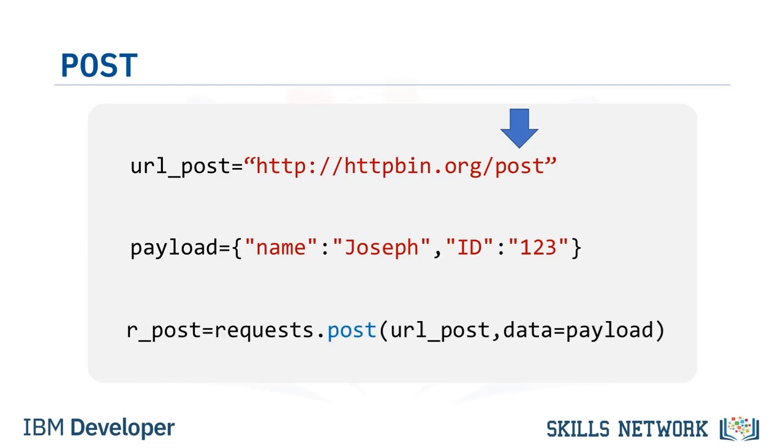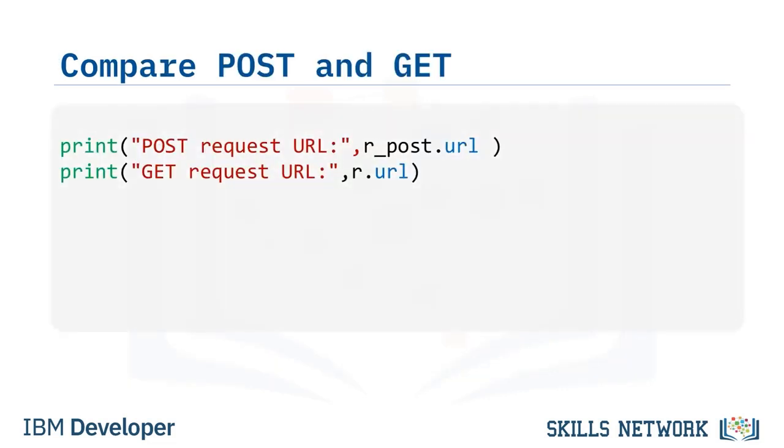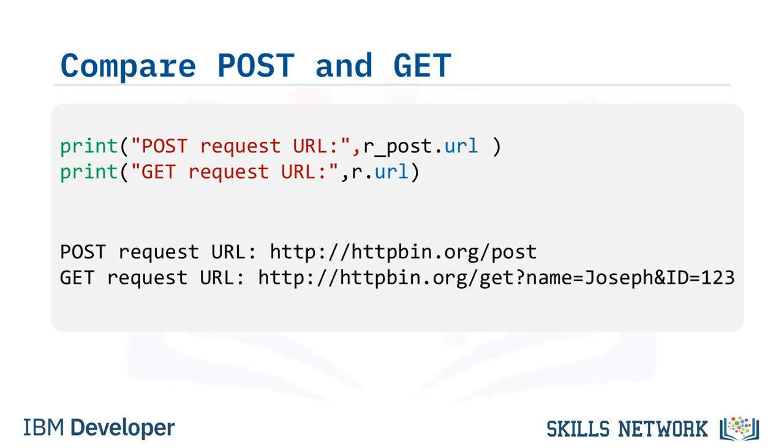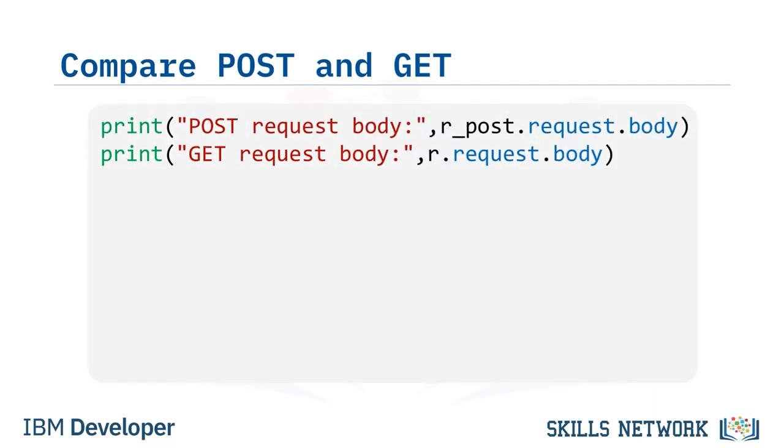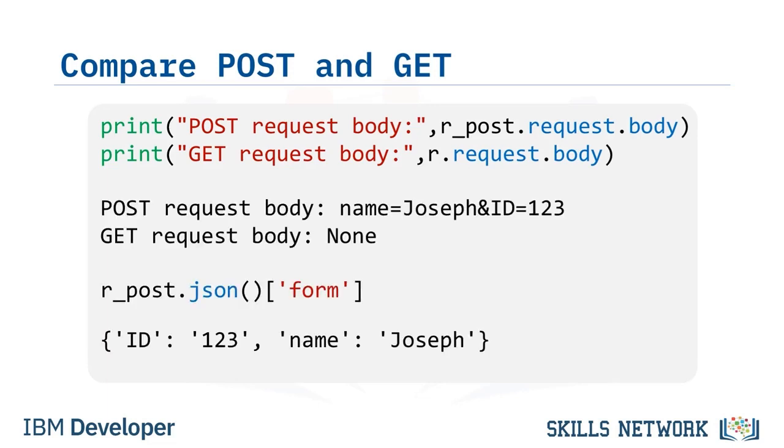To make a POST request, we use the post function. The variable payload is passed to the parameter data. Comparing the URL using the attribute url from the response object of the GET and POST request, we see the POST request has no name or value pairs in its URL. We can compare the POST and GET request body. We see only the POST request has a body, and we can view the key form to get the payload.